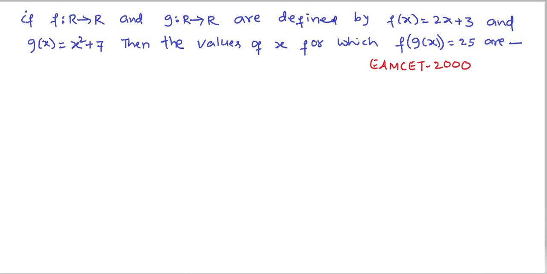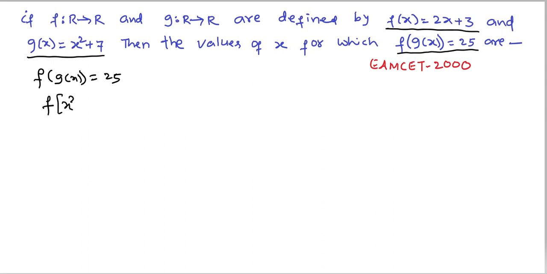If f maps R to R and g maps R to R are defined by f of x is equal to 2x plus 3 and g of x is equal to x square plus 7, then the values of x for which f of g of x is equal to 25. Here is given f of g of x is equal to 25. So g of x is x square plus 7, so f of g of x is 2 into x square plus 7 plus 3 is equal to 25.